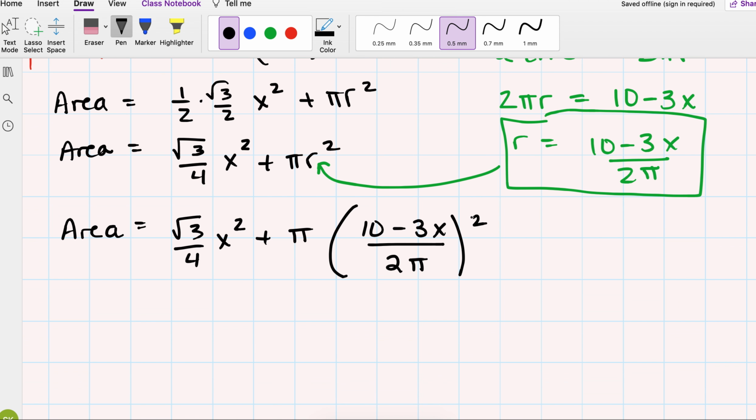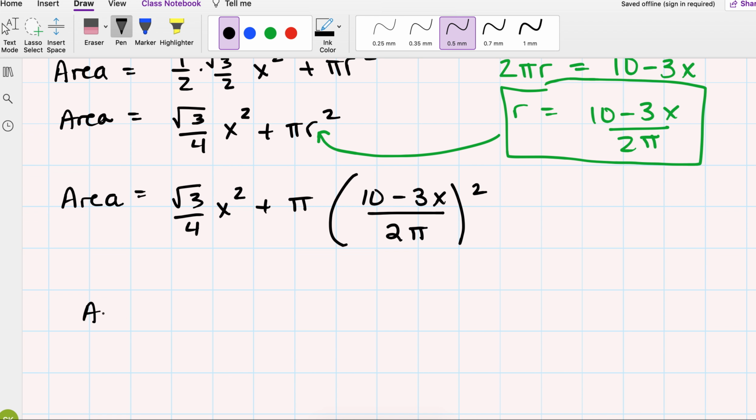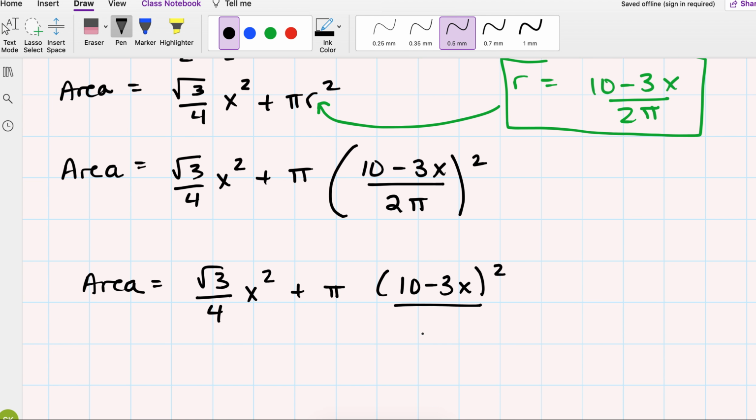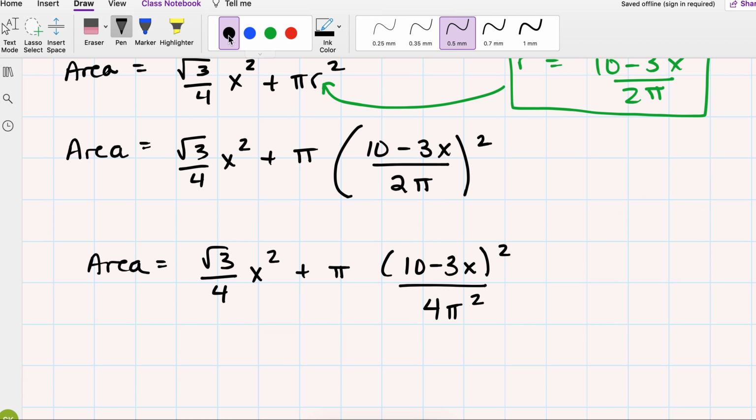And I'm going to clean it a little bit further. I'm going to distribute this 2 to the numerator and the denominator. So the area, on the top, I have 10 minus 3x squared over 2 pi squared. But 2 pi squared would be 4 pi squared. So let's erase this and distribute this 2. And I can go one step further. I can get rid of this pi because I have a pi down in the denominator. So this and this will just simplify to pi on the bottom.